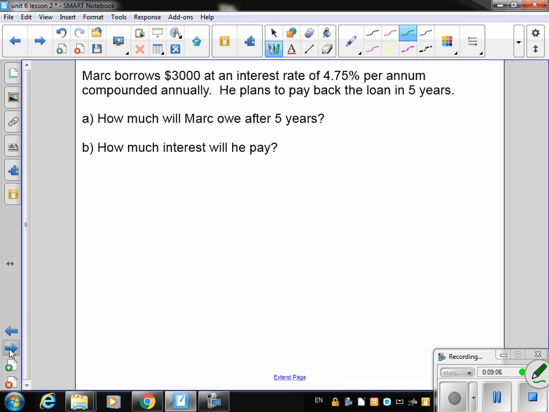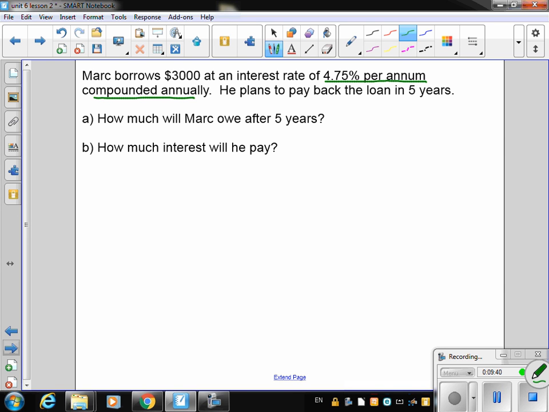Mark borrows $3,000 to buy a tractor, at an interest rate of 4.75% per annum. So you have to get a yearly interest rate, in Canada, compounded annually. So that means every year they're going to put interest on that loan. He plans to pay back the loan in 5 years. So he's just going to hang on to that $3,000 and hopefully he'll have the money 5 years from now to pay it back in one lump sum. How much interest will he pay?